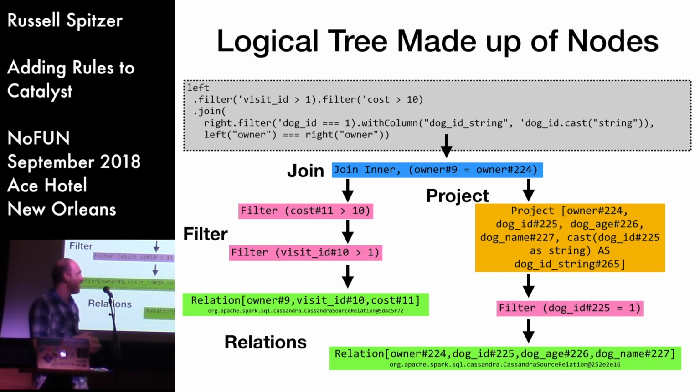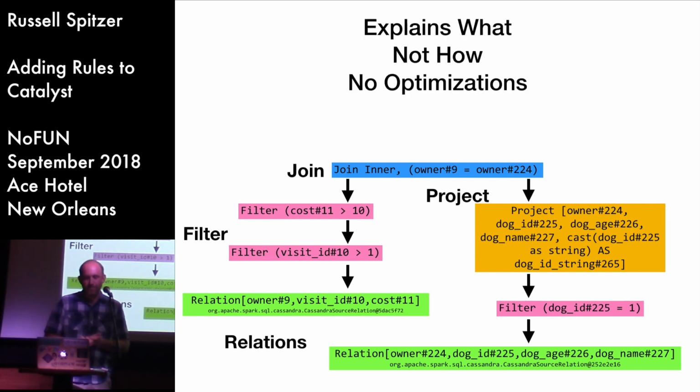So for example, if we want to write a rule that only changes filters, we can just write a partial function that says take in a tree, and if you pattern match on a filter and you hit a filter, replace it with some kind of different filter. So I'll show an example of how that works. But the key thing to remember about this is just a logical description of what has to happen.